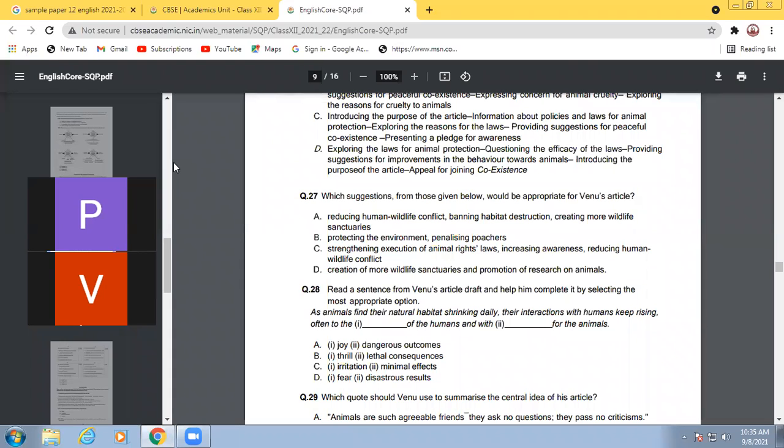Then we have to focus on A, B, and C. You might have seen that in A, B, and C, all the points are correct. It's not that we can say something is wrong in A, or in B, or in C. In all these three, all things are correct. And in C, there were some points from A only. For example, reducing human wildlife conflict, that was from A, and increasing awareness.